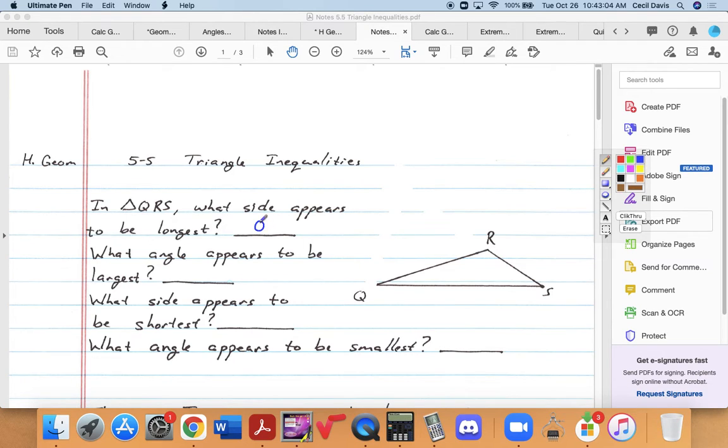Let's write in blue so it shows up a little better. And which angle appears to be the largest of the three angles? Angle R. And which side appears to be the shortest side? RS. This one's a little harder to tell, but which angle appears to be the smaller angle? Q. Angle Q. Angle Q is actually a little smaller than angle S.